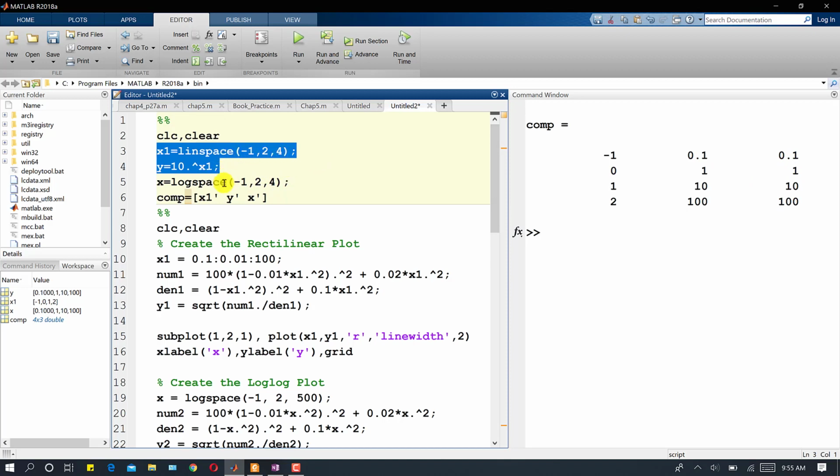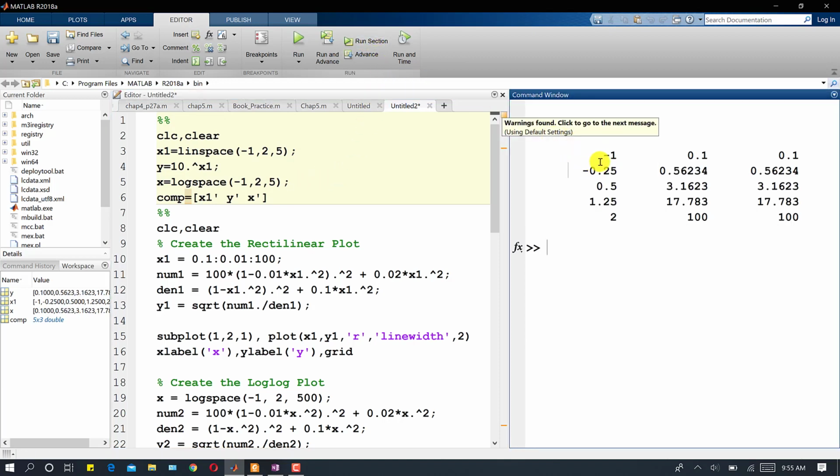So I have combined all these three results in one comparison matrix, in order to compare these. Now let me change this. Let's suppose this time I want to have 5 values. So if I change this and run it, let's see the result. Now we can see that in order to have 5 elements between minus 1 and 2, we will have this spacing, that is 0.25 spacing. Similarly, 10 raised to the power of these values will give us this. And if we use logspace between minus 1, 2 and 5 elements, it will directly give us this result.